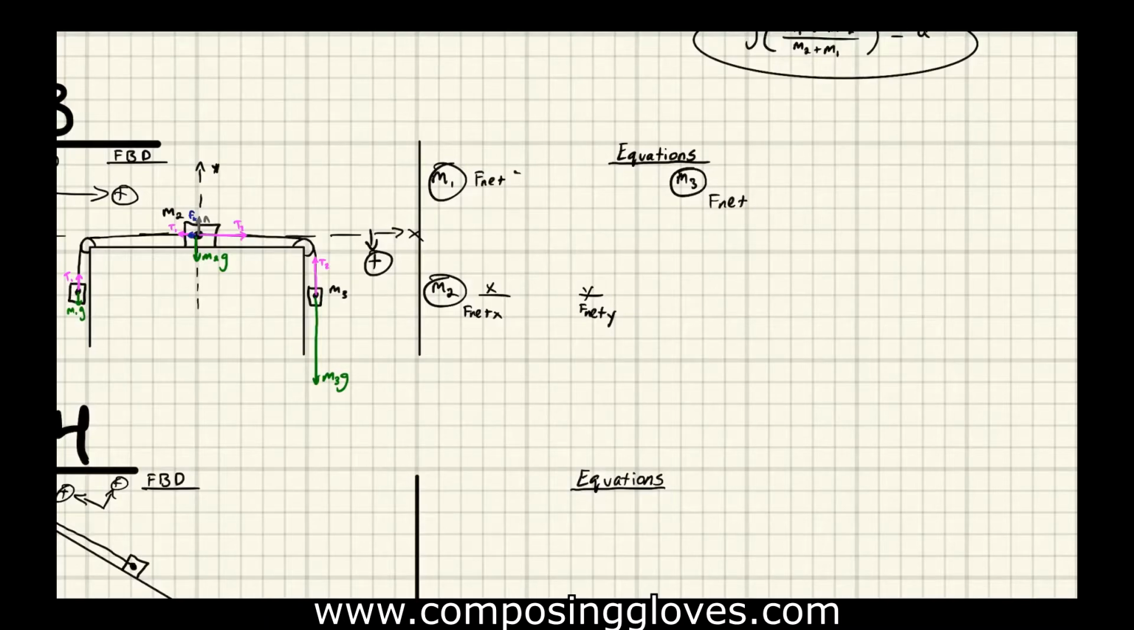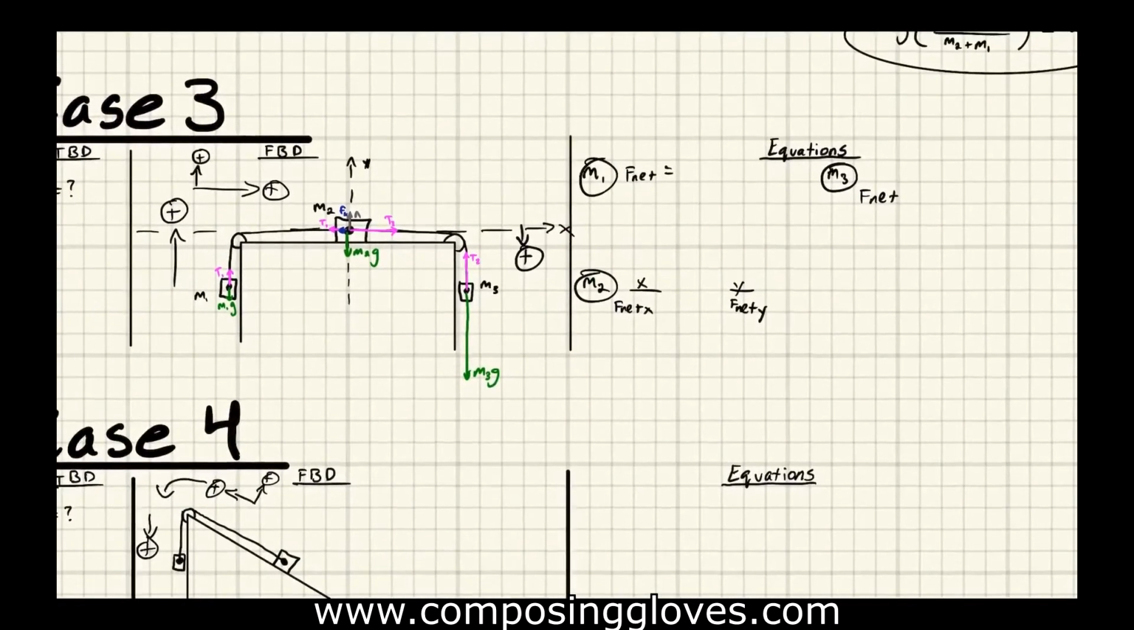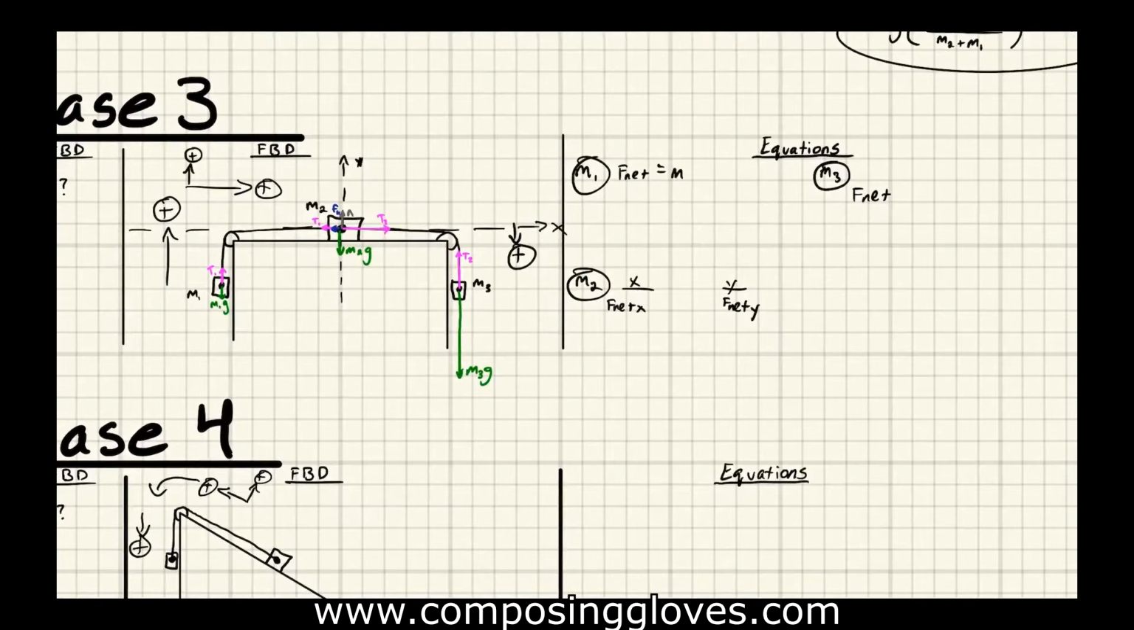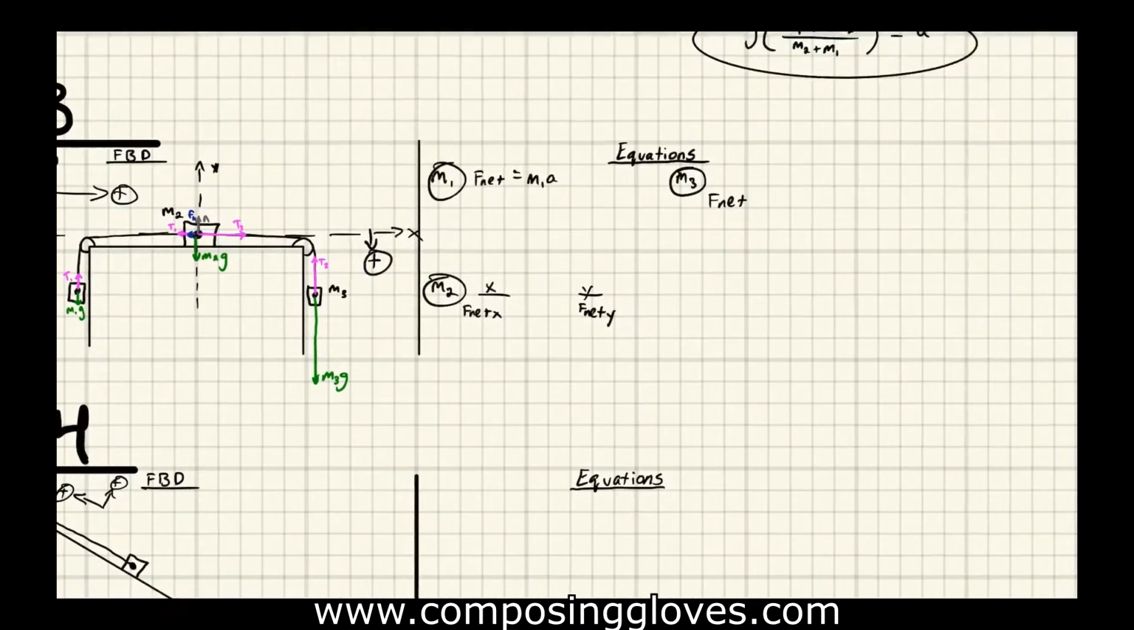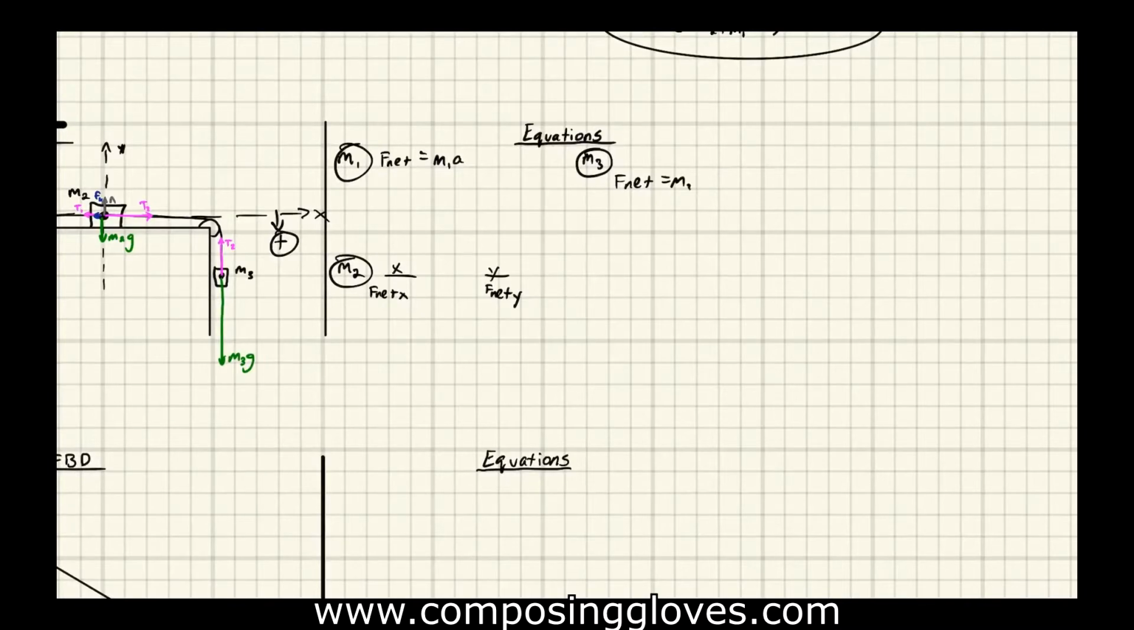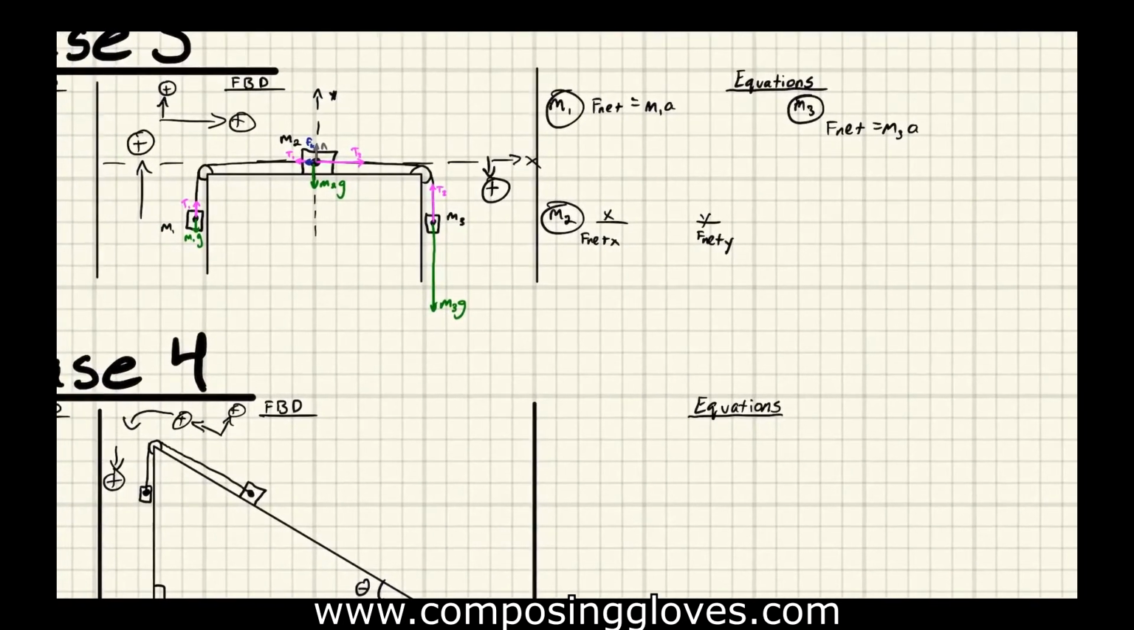Okay, object 1 and object 3 are moving. So those are going to be M1A, and this is going to be M3A by the second law of motion. And then our second object, M2, is also moving, but only in the x-axis. So this is going to be M2A, while it's not moving on Y. So our net forces should cancel out, giving us 0. So we are ready to move on to substituting in our F nets.